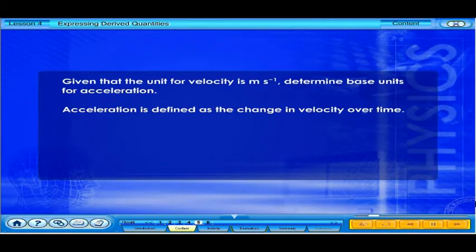Given that the unit for velocity is meter per second, determine base units for acceleration. Acceleration is defined as the change in velocity over time.